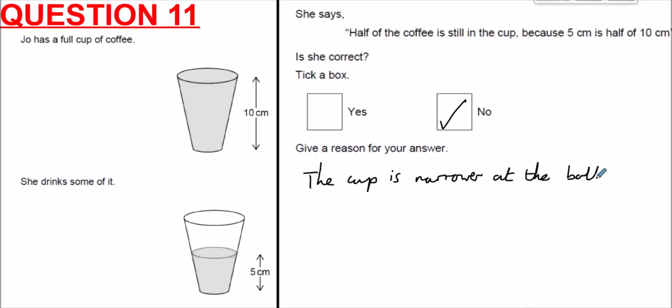And that's really all you have to say, just something simple along the lines of the cup goes smaller at the bottom than it is at the top. And that'll do you for question 11.